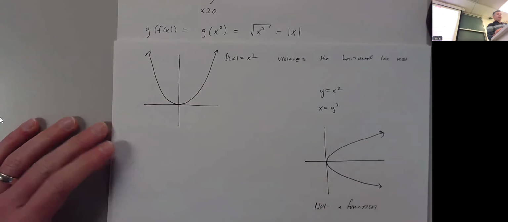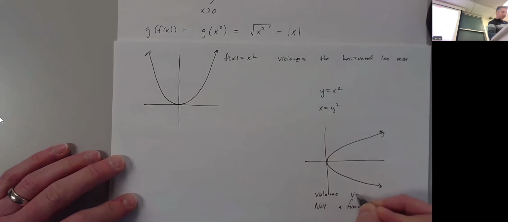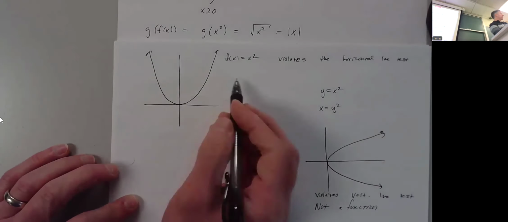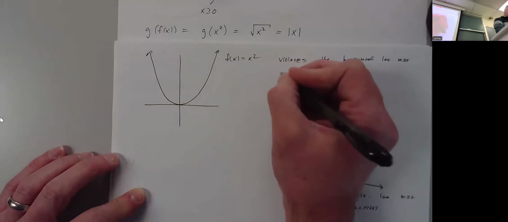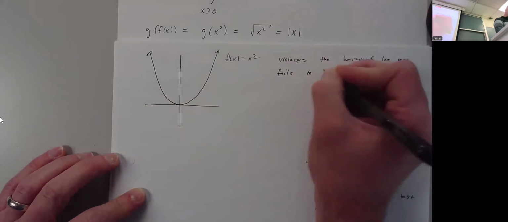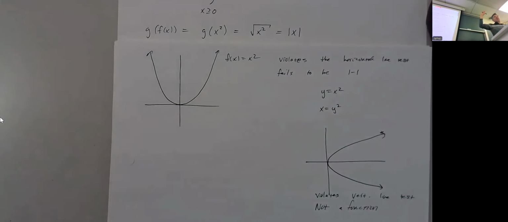Another way to say this is this function violates the horizontal line test. Another way to say the exact same thing over here is that this function is not one-to-one. So it fails to be one-to-one, meaning that each y value has only one corresponding x input. And that certainly doesn't work.